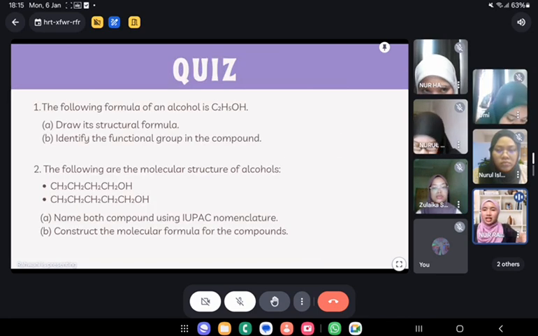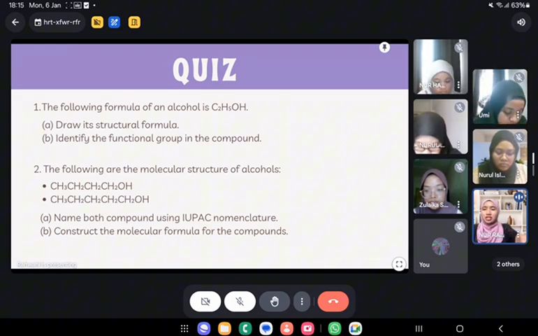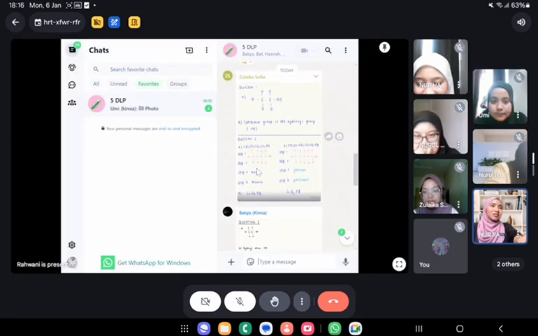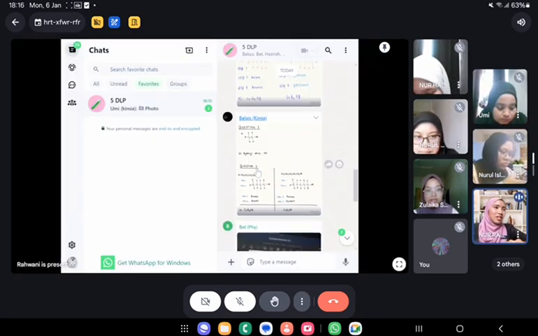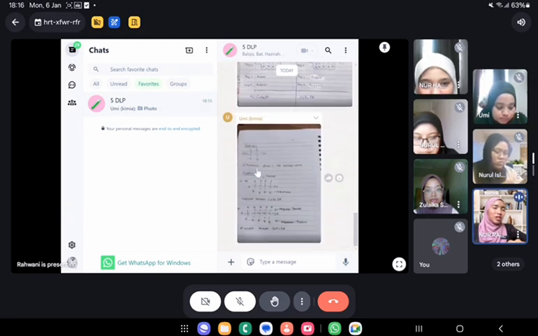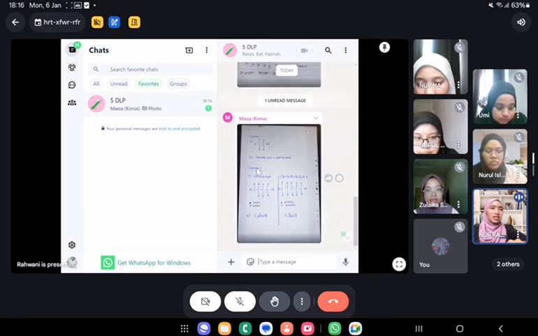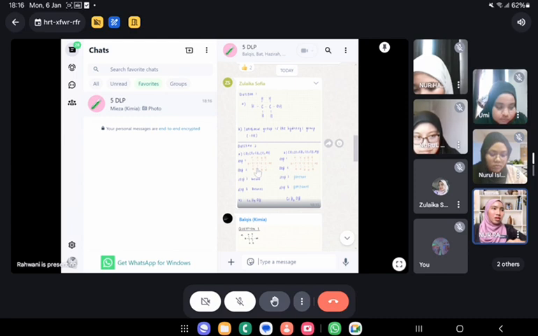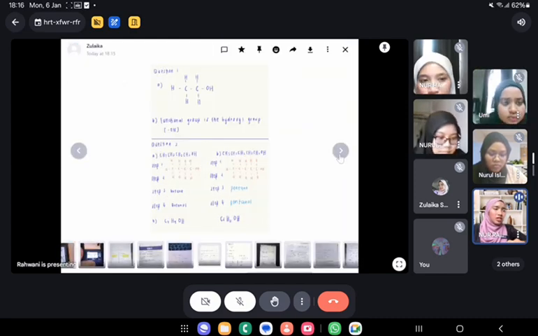Now, to test your understanding, I have provided some questions for you to answer. So students, there are 2 questions in here. Please answer it on a piece of paper or on your iPad, and then post it in our WhatsApp group. Alright, so I have Zulaika's answer, Balkis' answer, Batrisha's answer, Hazira's answer, Umi Humaira's answer, and Niza's answer. Right, so everyone has submitted their answers. Now, let's take a look at your answers.